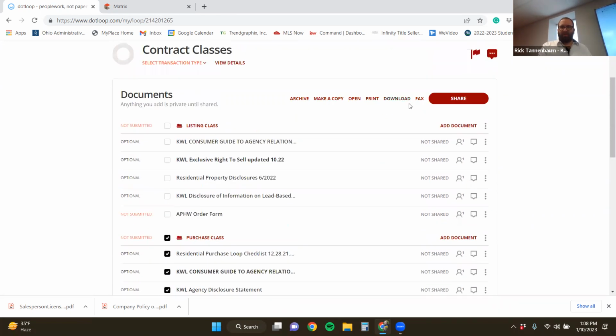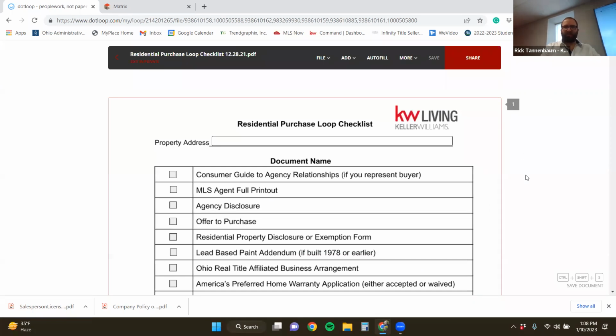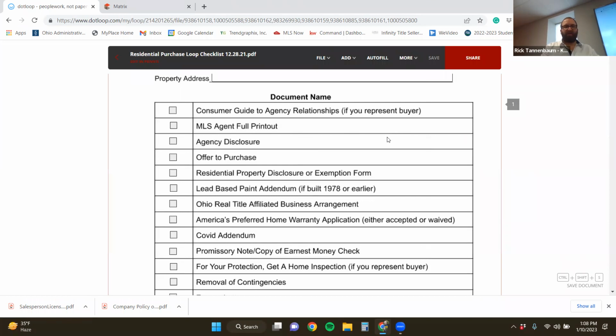So I'm going to open these up and we can start going through them. All right, so the first form is the checklist, right? It's pretty self-explanatory. It's telling you that you need the MLS printout, you need the consumer guide. I don't know why it says if you're representing a buyer, oh, I guess because if you're representing the seller, you're already going to have one in your listing loop.